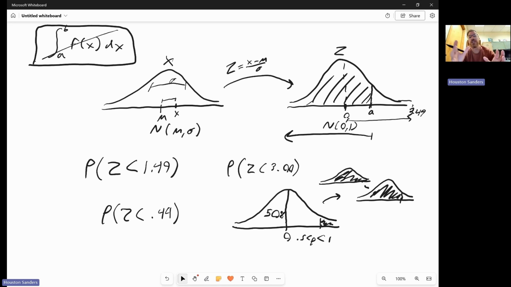And that's it. That's how you use the standard normal table. And from there, you should be able to do all the problems that we cover in this class.